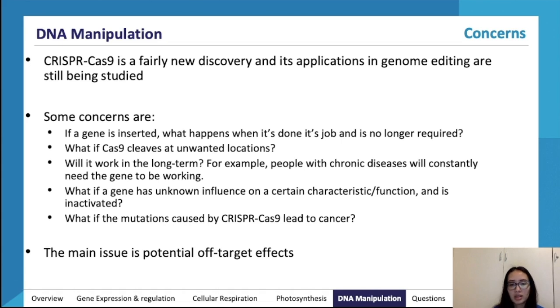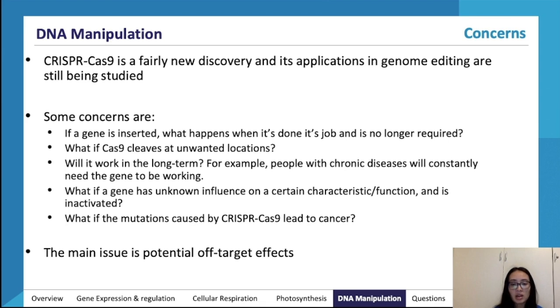Will it work in the long term? For example, people with chronic diseases will constantly need the gene to be working. Some people have particular diseases whereby a gene is switched off. What if we use CRISPR to turn it on? What if the gene then gets shut off by another protein or enzyme or something like that? So we really need to make sure that these genes continue to function effectively for the duration. So not just a short period of time, but a long period of time, particularly long term if someone has a chronic disease.